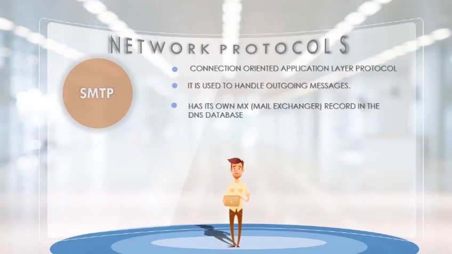It's a standard electronic mail protocol that handles the sending of email from a server to client or client to server. To accomplish this transfer, an SMTP server has its own MX, or mail exchanger, record in the Domain Name System database that corresponds to the domains for which it is configured to receive mail. So that is the specialty of SMTP. It is used to handle outgoing messages, not incoming messages. It is designed for only outgoing messages.